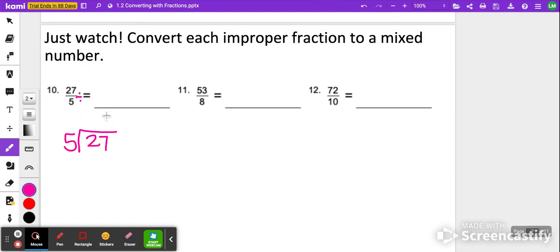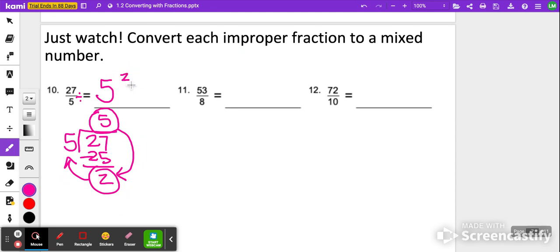5 will go into 27 5 times with 2 left over. So this is where we go around the clock. Every day on the clock, the day starts at midnight. So we start at the top and then go in a clockwise fashion. Okay. So this first number that I found, that's my big unit number. 2 is my next number. That's the top numerator.